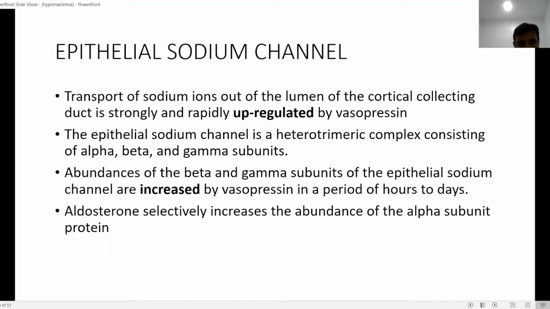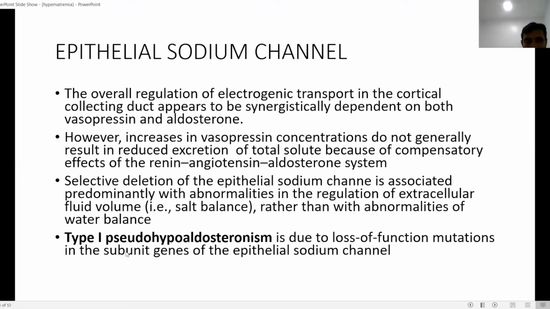The last one is the epithelial sodium channel. The transport of sodium ions out of the lumen of the cortical collecting duct is strongly and rapidly upregulated by vasopressin. The epithelial sodium channel is a heteromeric complex consisting of alpha, beta, and gamma subunits. The abundance of beta and gamma subunits of the epithelial sodium channel is actually increased by vasopressin in a period of hours to days. Even aldosterone selectively increases the abundance of alpha subunits of proteins. So both aldosterone and vasopressin will increase the epithelial sodium channel expression. The overall regulation of transport in the cortical collecting duct appears to be synergistically dependent.